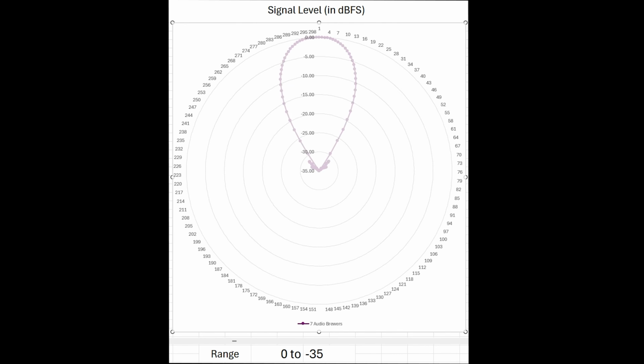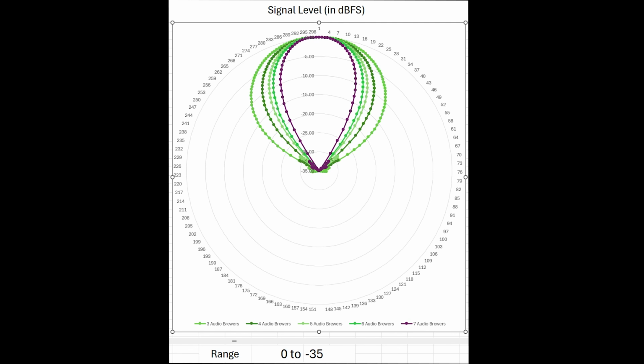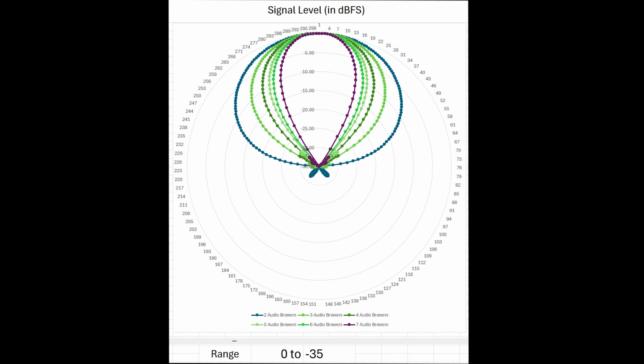And how do all the Audio Brewers beams look next to one another? 7th, 6th order, 5th order, 4th, 3rd, and 2nd. This is how all our beams look with the Audio Brewers beamforming algorithm.